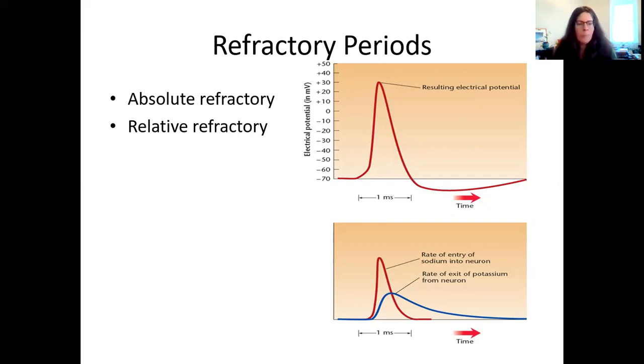Now, every time that toilet flushes, though, it's the same amount of water, the same amount of speed. That's kind of the all or none law, right? So it's the same speed, same magnitude each time.